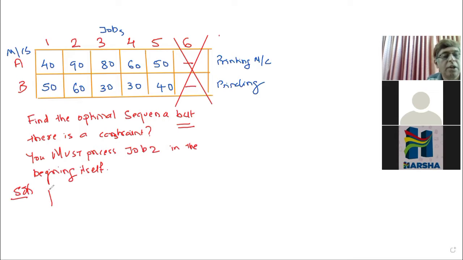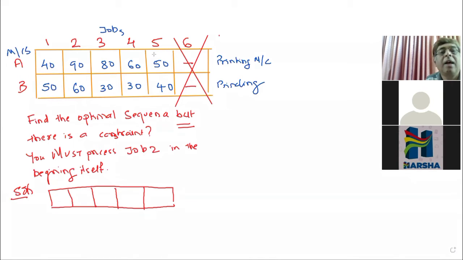You know how the sequence is. We have got 5 jobs. The 6th one is not there. Simply they are going to confuse you. So I'll have 5 blocks here. Which job will go first, which job will go second, I have to write here. Now I require to do the sequence.